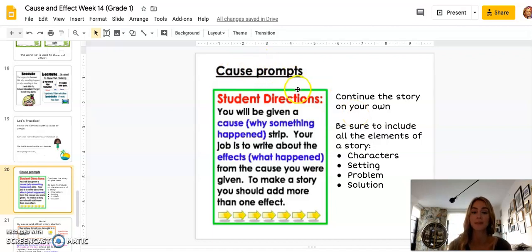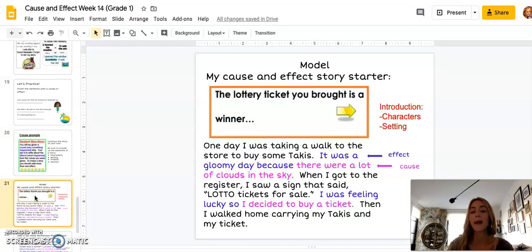Some cause prompts could be why it happened or what happened. As we're writing our story today, I want us to think about the different story elements. We have character, setting, problem, and solution. My cause and effect story is that the lottery ticket you brought is a winner. So the lottery ticket is a winner.